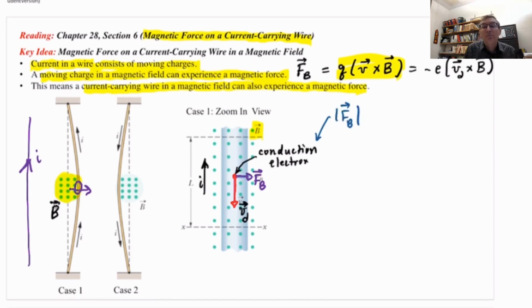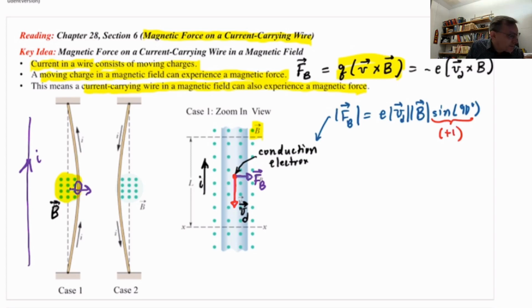Let's get the formula for the magnitude of that magnetic force. FB magnitude will be the magnitude of its charge, little e, and then I've got that cross product. So it'll be the magnitude of the drift velocity, the magnitude of the magnetic field, sine of the angle between V drift and B, which we should be able to see is 90 degrees. And the sine of 90 degrees is positive 1. So the expression for FB magnitude, which most books would write like that, is e V drift B, all meaning magnitudes. Direction to the right.